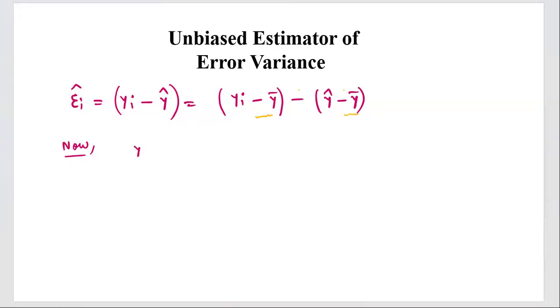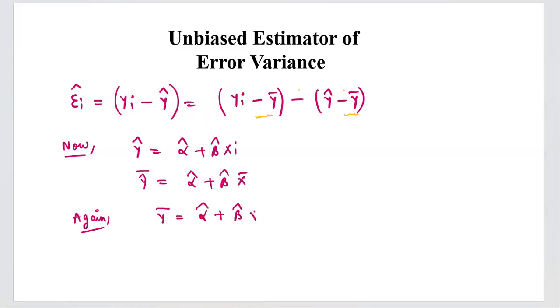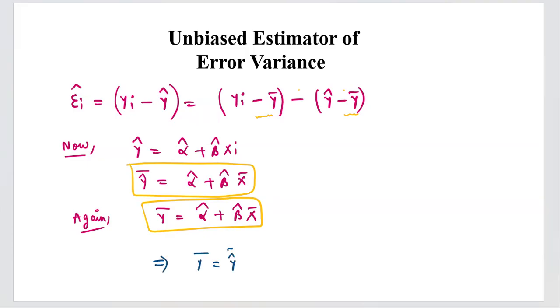Now, what we know, y cap, the estimated or the predicted model, this will be alpha cap plus beta cap xi. So what will be y cap bar? Y cap bar is simply alpha cap plus beta cap x bar. Again, we have y bar equals to alpha cap plus beta cap x bar. So what do you understand from these two things? See these two things carefully. Then what will be the relationship between y cap bar and y bar? Yes, you got it right. It simply means y bar and y cap bar are exactly equal.